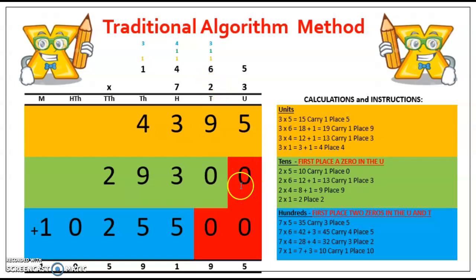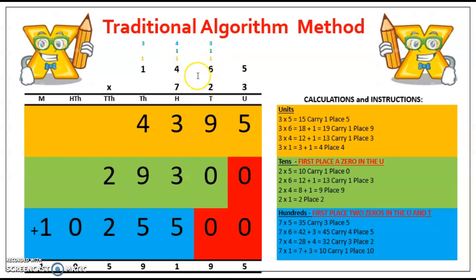Right, so our unit space is now filled. Let us carry on multiplying out the tens. Right, 2 times 5 is 10. Now we're moving on to the green color. So 10, we carry the 1, we put down the 0. 2 times 6 is 12. 12 plus 1 is 13. We carry over the 1, we put down the 3.